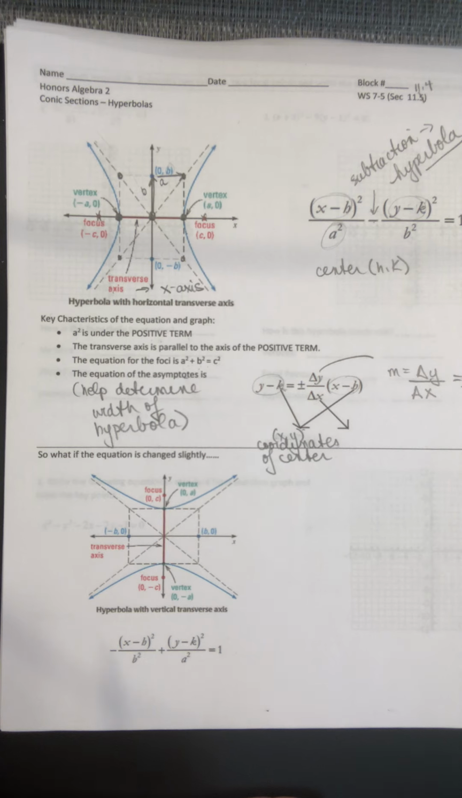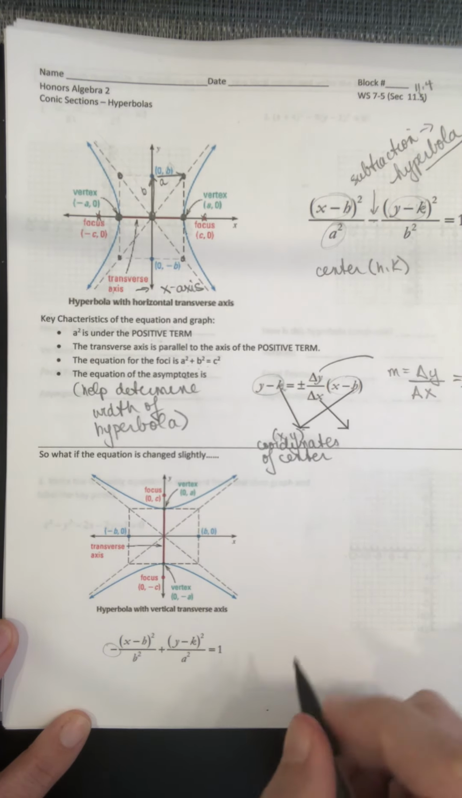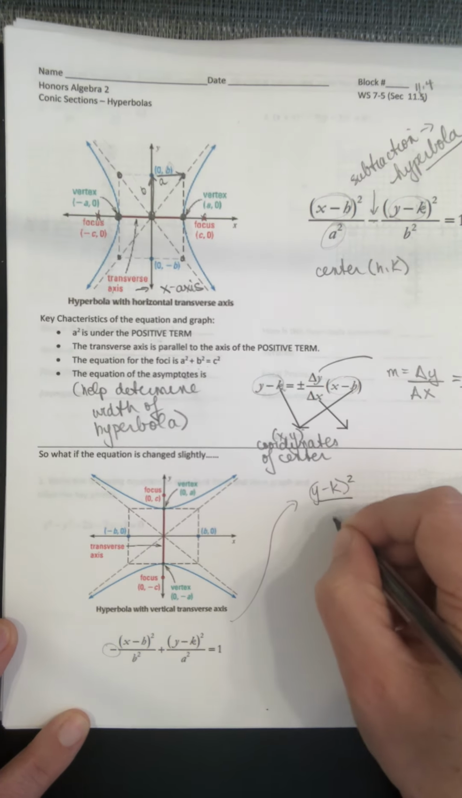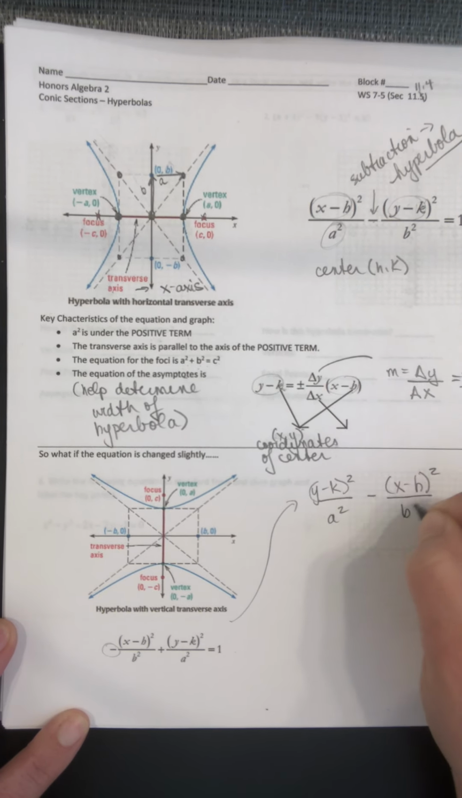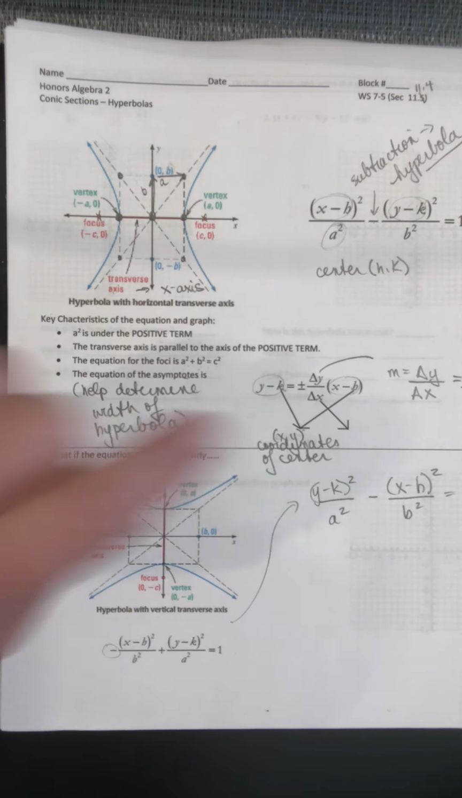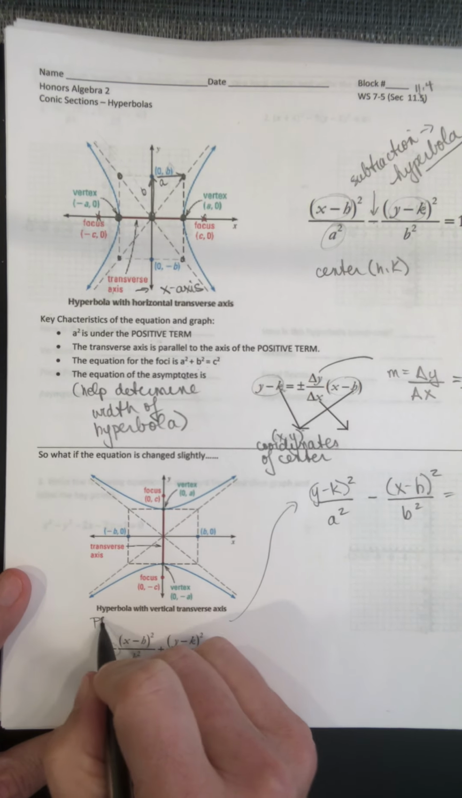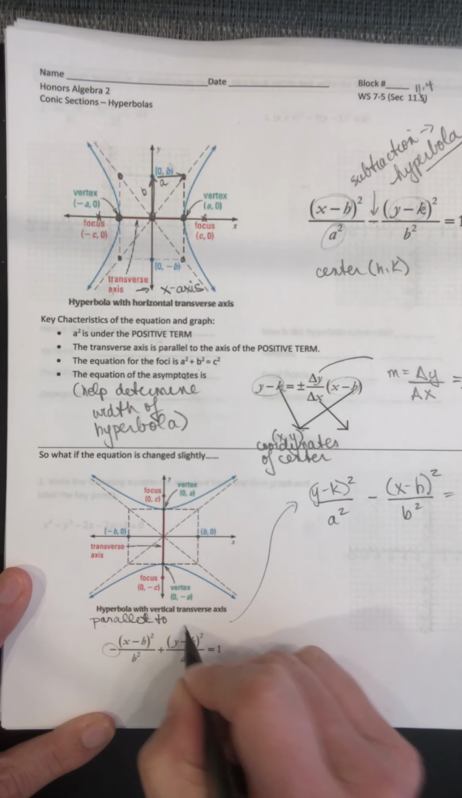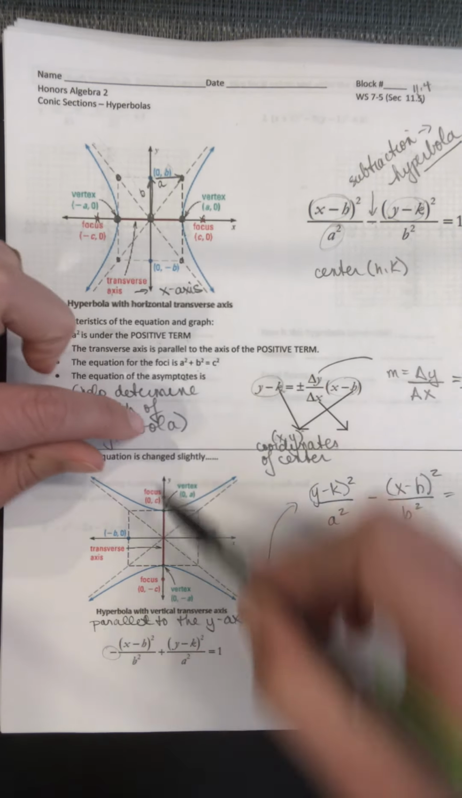So if I change the equation ever so slightly and I write it like this down at the bottom, you can see that x is now negative. To be honest with you, you're usually going to see it written like this: the positive term comes first, and then the negative term comes second. But you can see, hopefully, that this has a vertical transverse axis, or in other words, what your book writes is the transverse axis is parallel to the y-axis. Okay, so this is our y-axis.